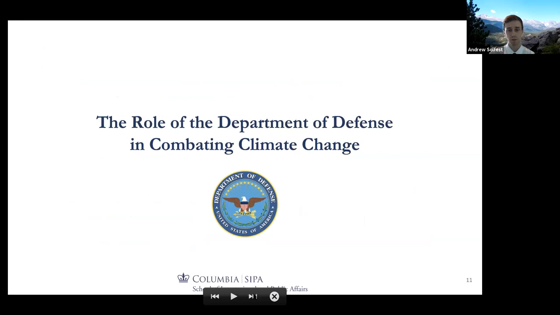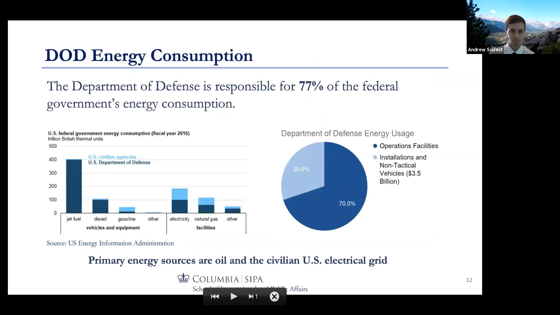So what is the role of the Department of Defense in actually combating climate change? The Department of Defense, being such a major part of the federal government, is responsible for 77% of its energy consumption. This comes primarily through fossil fuels for both transportation and from production of energy on the civilian US electrical grid.